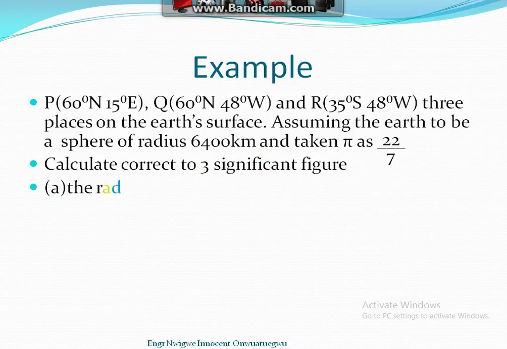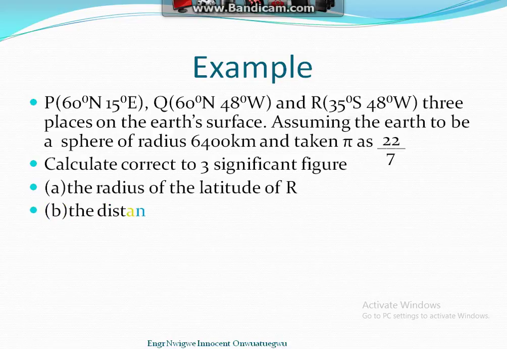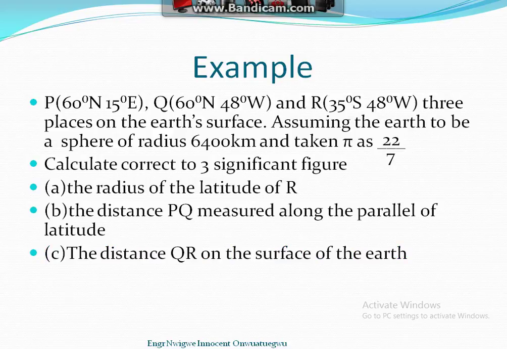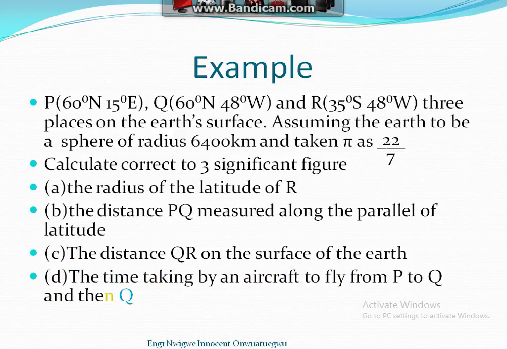A. The radius of the latitude of R. B. The distance PQ measured along the parallel of latitude. C. The distance QR on the surface of the Earth. D. The time taken by an aircraft to fly from P to Q and then Q to R if the average speed is 800 km/h.